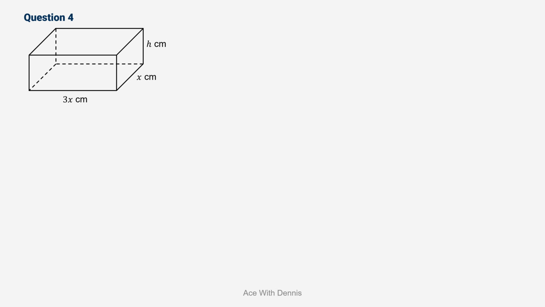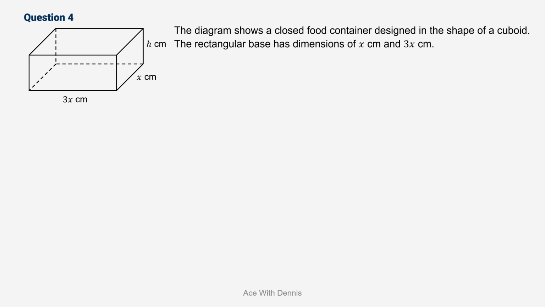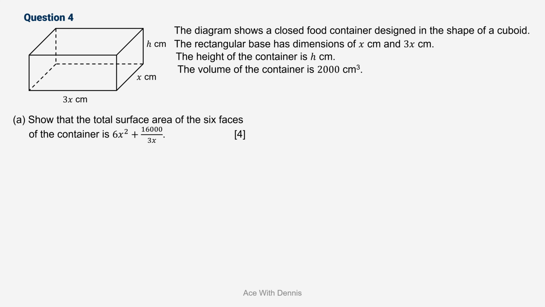Question 4. Given this diagram. The diagram shows a closed food container design in the shape of a cuboid. The rectangular base has dimensions of x centimeters and 3x centimeters. The height of the container is h centimeters. The volume of the container is 2000 centimeters cubed. A. Show that the total surface area of the 6 faces of the container is 6x squared plus 16,000 over 3x. 4 marks.